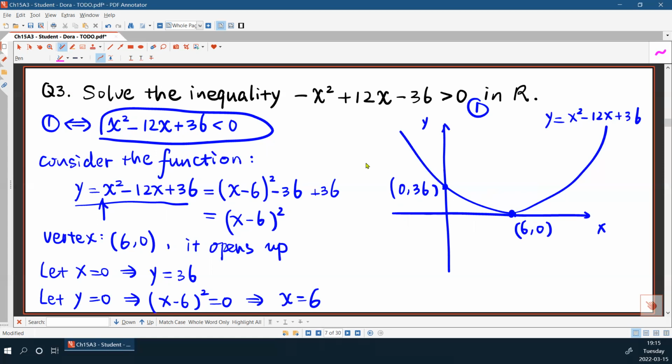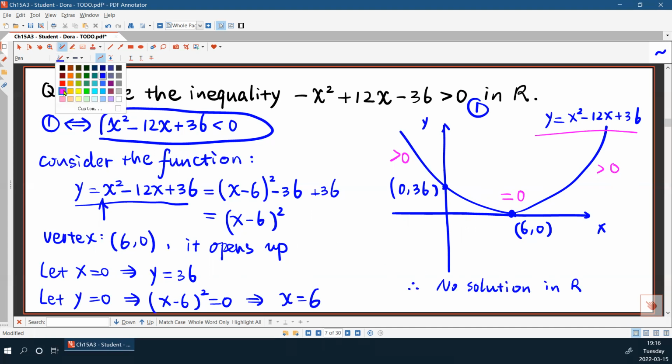There is no such interval that can make this function less than 0, right? Because as you can see in this graph, the interval on the left of the vertex can make this function greater than 0, right? And any interval to the right of the vertex can also make this function greater than 0. And at the vertex, this function is exactly 0, right? That means no interval can make this function less than 0. Therefore, there is no solution, right? No solution in R.